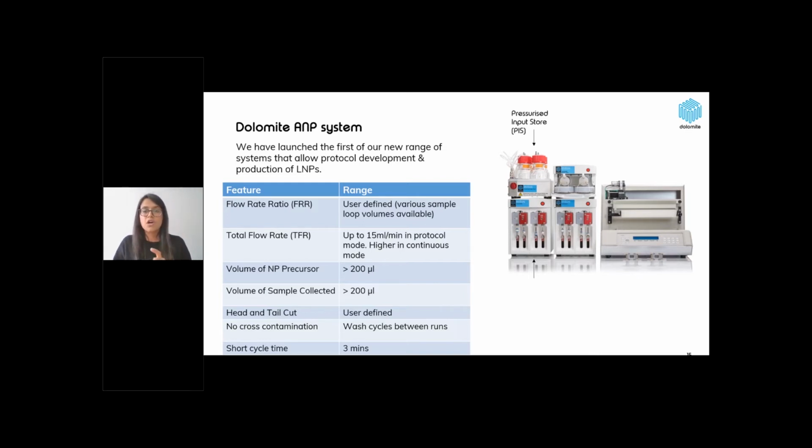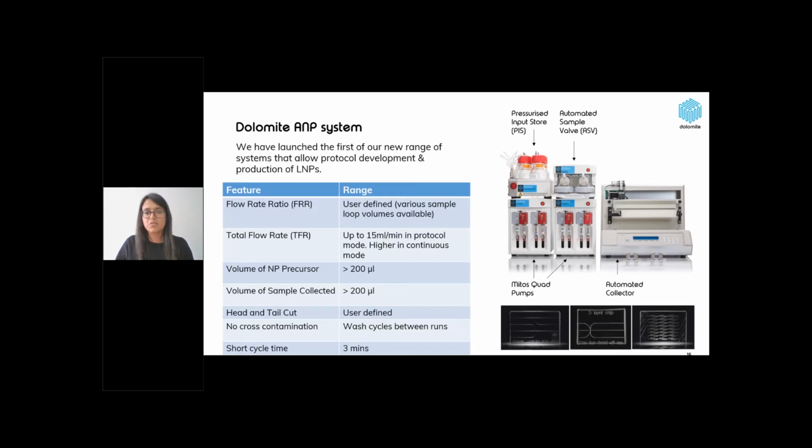So on the top right-hand side, we can see a picture of the whole system setup. We have the pressurized input store. So this is where you would put your driving fluid, which drives your sample towards the chip. You have your automated sample valve. This is the valve that allows a release of your sample for multiple experiments. You have your Metos pod pumps, which are actually the syringes which are pushing your fluid towards the microfluidic chips, and you have your automated collector as well.